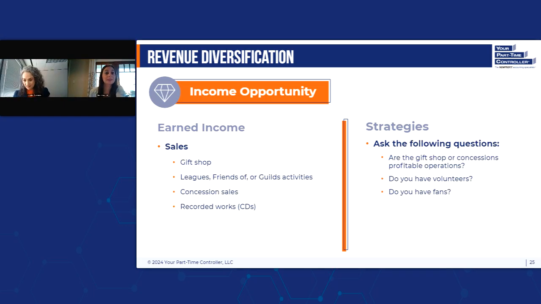So we can also think about sales as part of our earned income opportunities. You could have a gift shop. And I know a lot of people have probably told you to get a gift shop. There are some administrative burdens involved in running a gift shop. So a lot of times people will use their guild or their friends of organization to help run that for them. So remember, when you're selling items at gift shops, you do have to start thinking about collecting sales tax for those items. You can also sell recorded works of your performances in many cases, if you have them. You could sell CDs or other types of recordings.